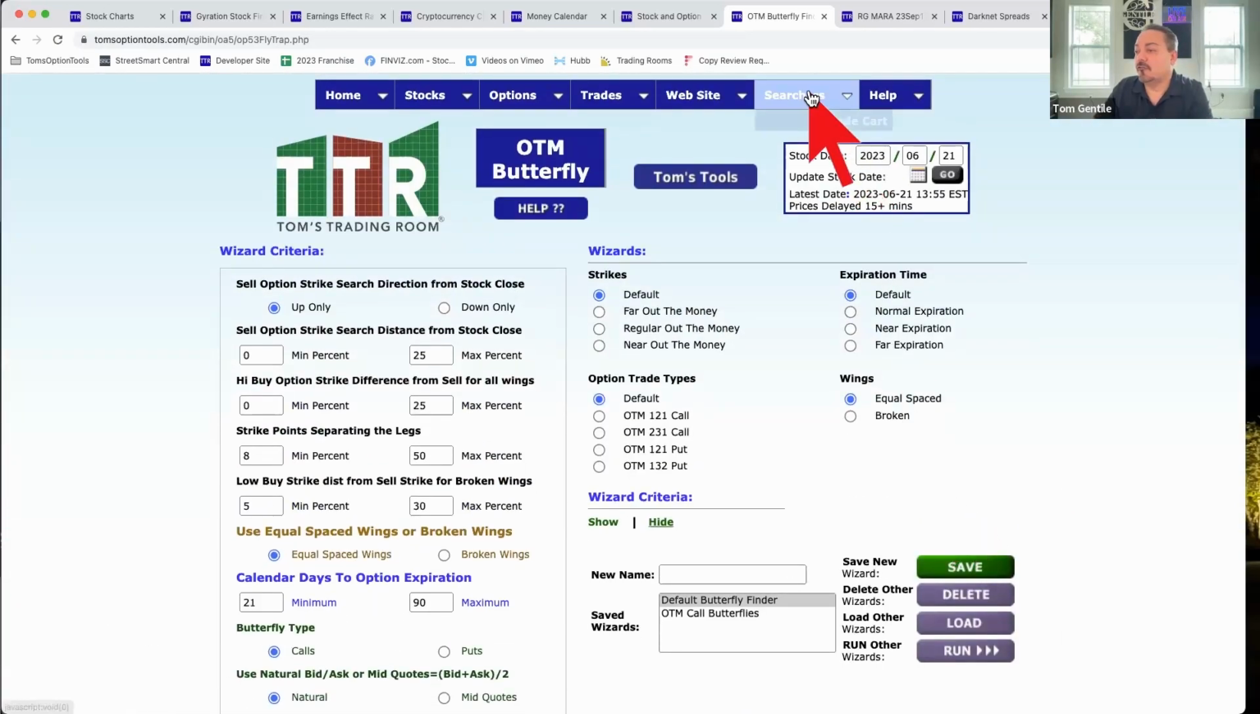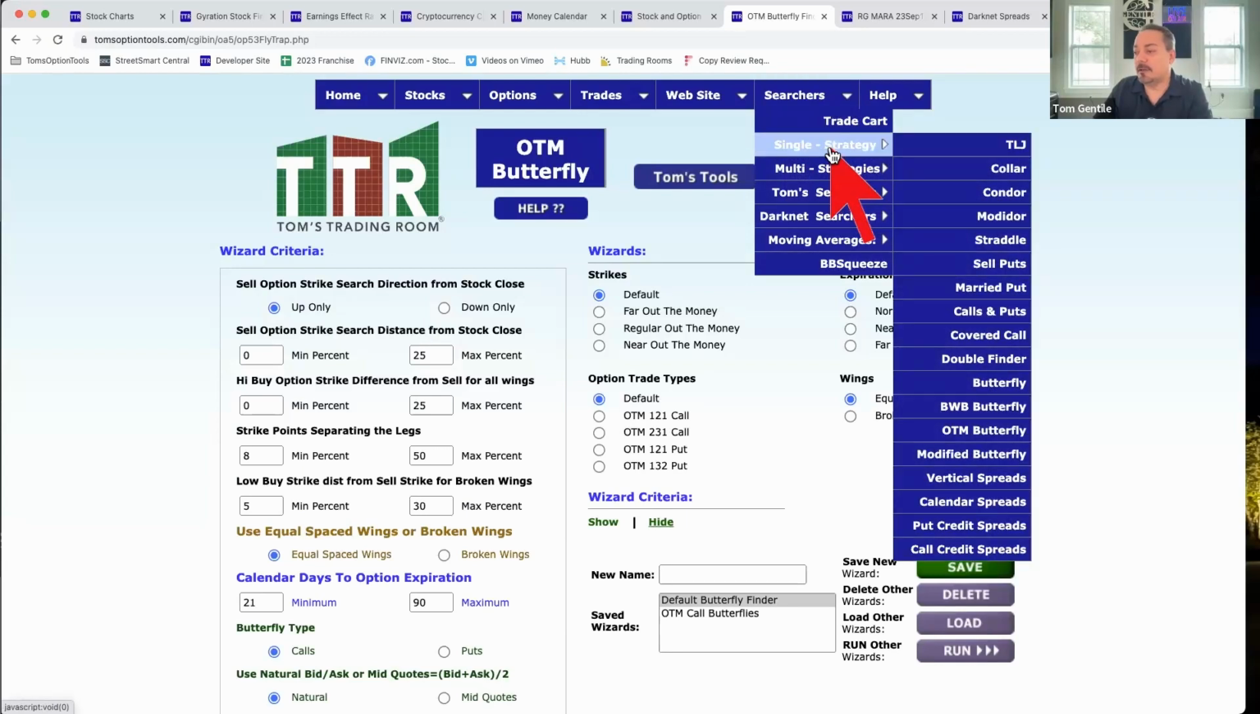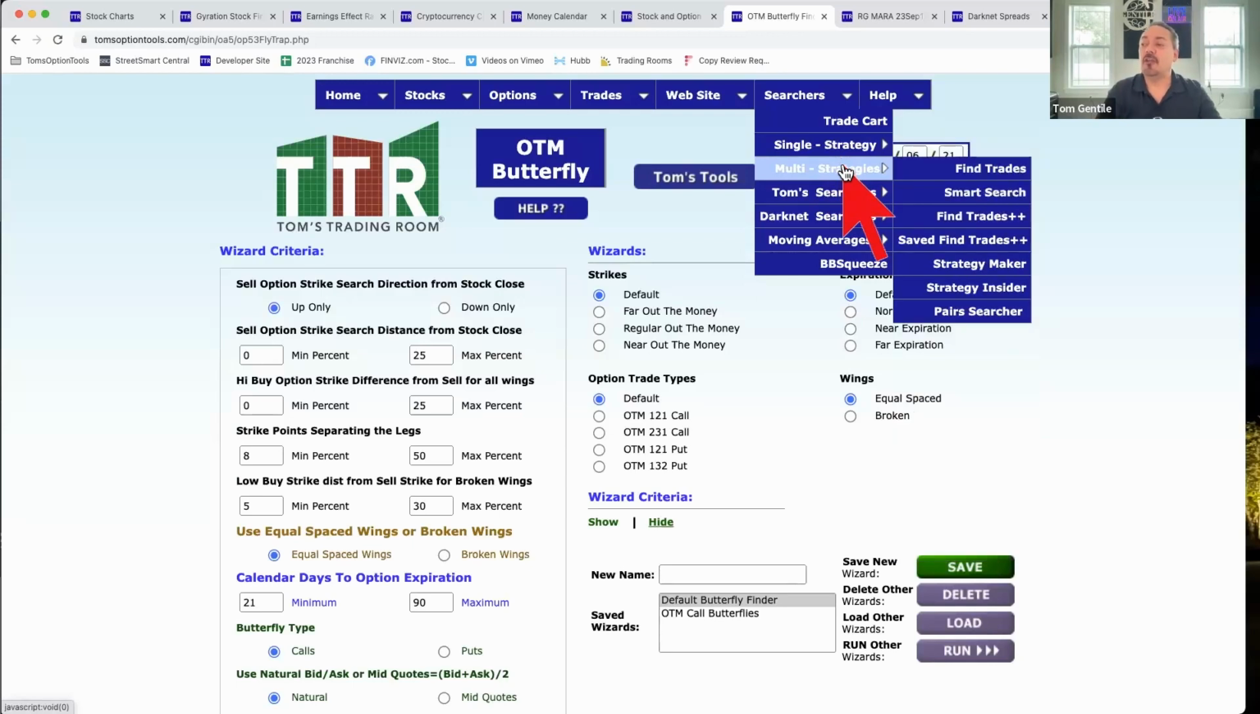All right, other searchers we have, we've got tons of them here. I've got covered call searchers, counter spread searchers, vertical spread searchers, credit spread searchers. And these are just single strategies. In the multi-strategies, we have a way that you can go in and run something called smart search. You can run find trades where you can put a stock in and say, give me the best trade on this stock that I believe is going higher. And it'll rate calls, call spreads, butterflies, etc.